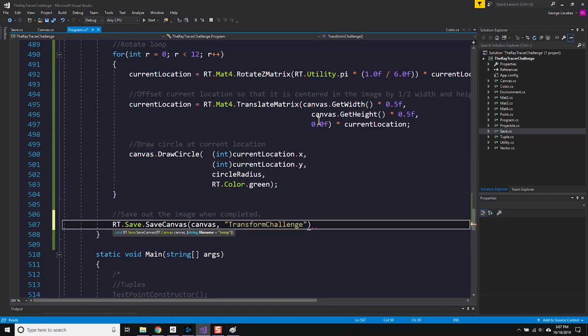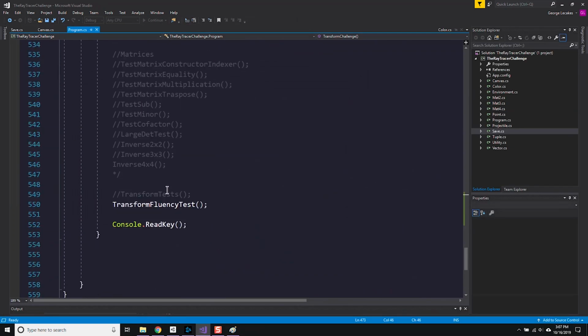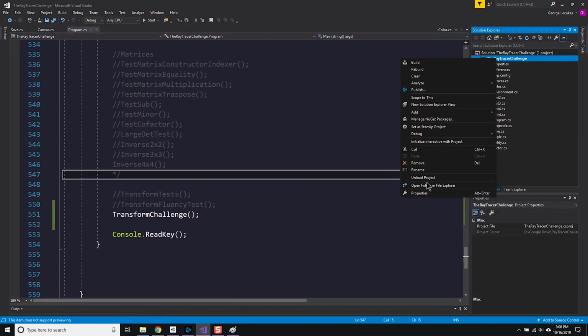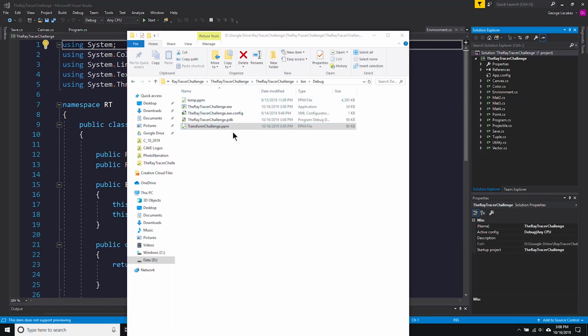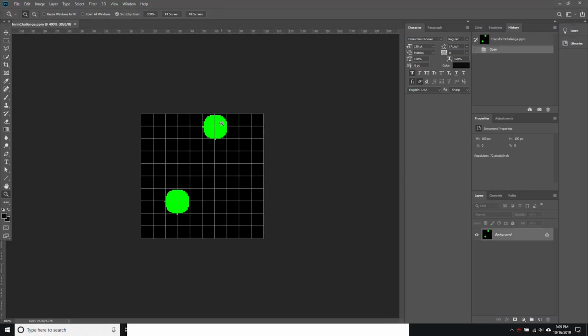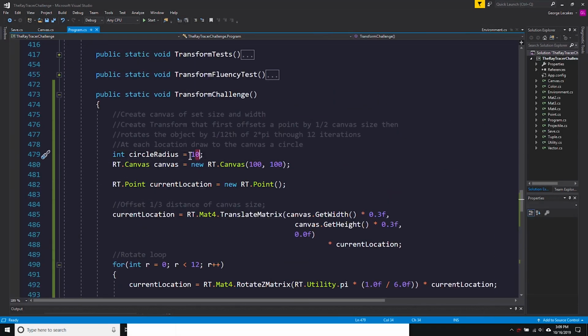And then all I'm going to do after that is translate it by half the width and half the height of the image so that I get the whole thing centered in the image space, not in the 0, 0 coordinate, or I should say the top left-hand corner of the image instead.